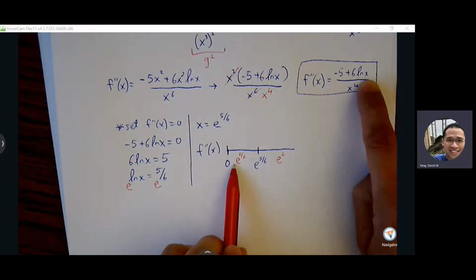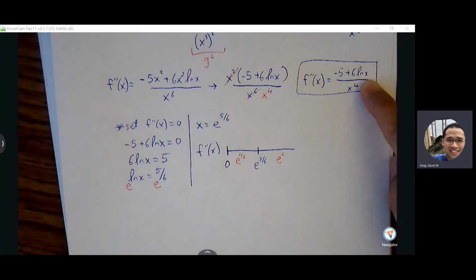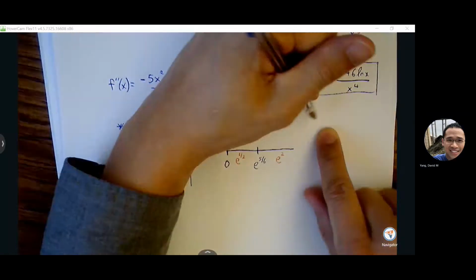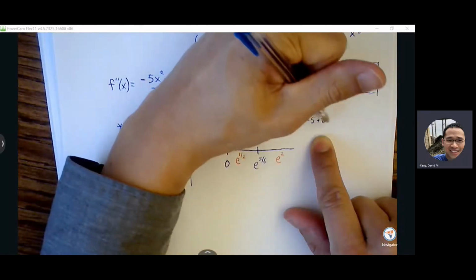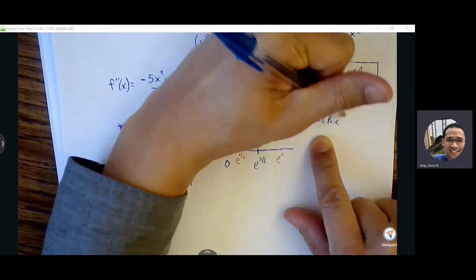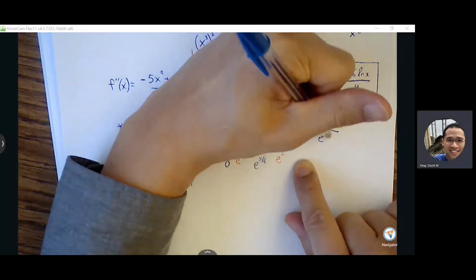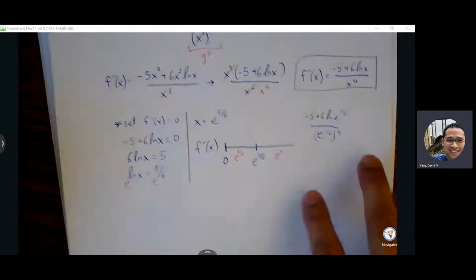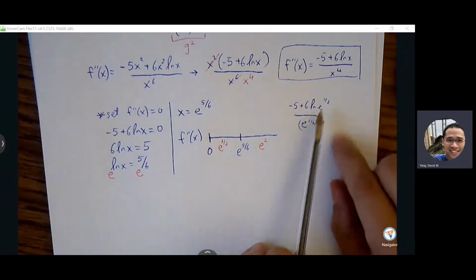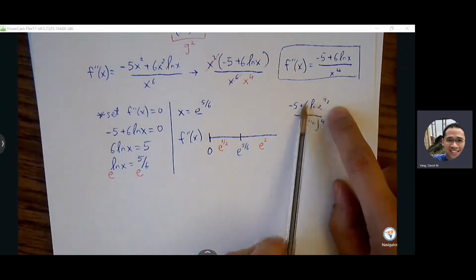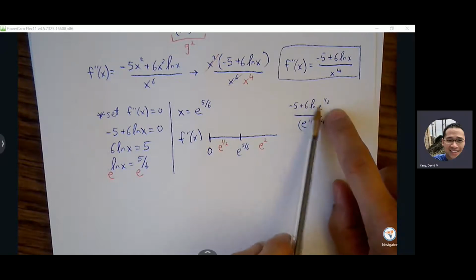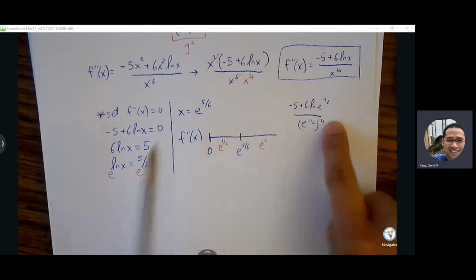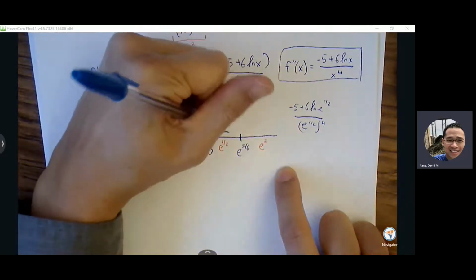Okay, we can test it against the second derivative function. Negative 5 plus 6 natural log of e to the 1/2 over e to the 1/2 to the 4th. Really don't care about the value, just want to know what the sign is. So if I brought that 1/2 down, that becomes 6 times 1/2, which is 3. Natural log goes away. 3 minus 5 is negative. So concave down.